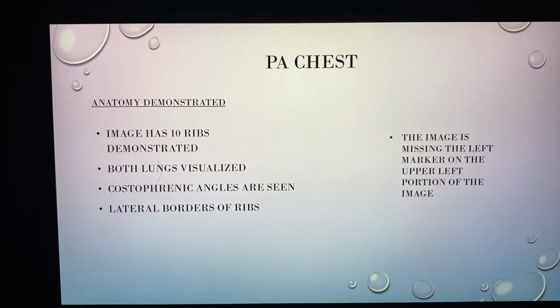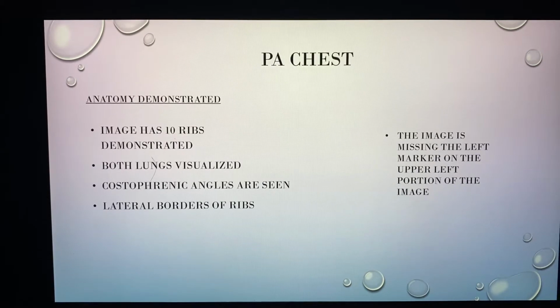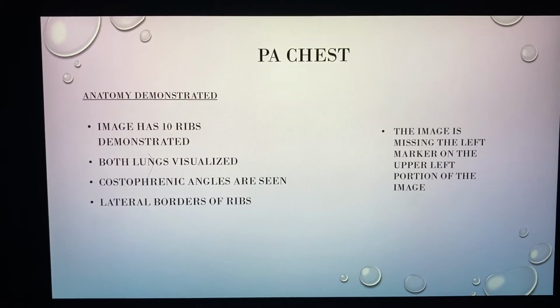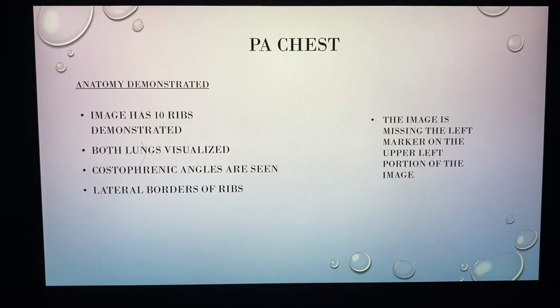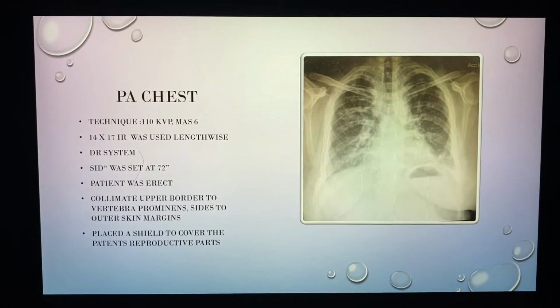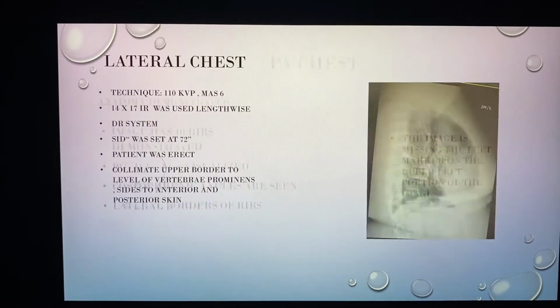So the anatomy that was demonstrated was the 10 ribs. Both lungs were visualized. Her costophrenic angles were seen, lateral borders of her ribs. But the image was missing the left marker. Up here it should have been in the corner, but it wasn't placed.